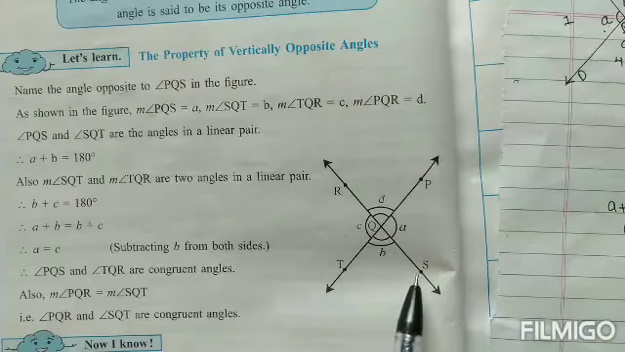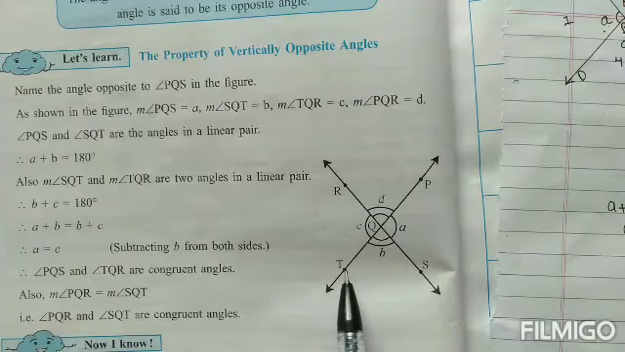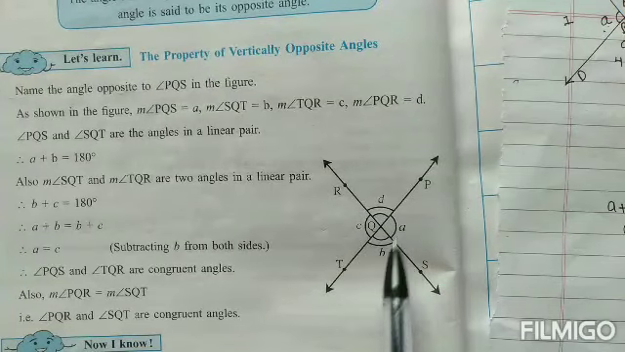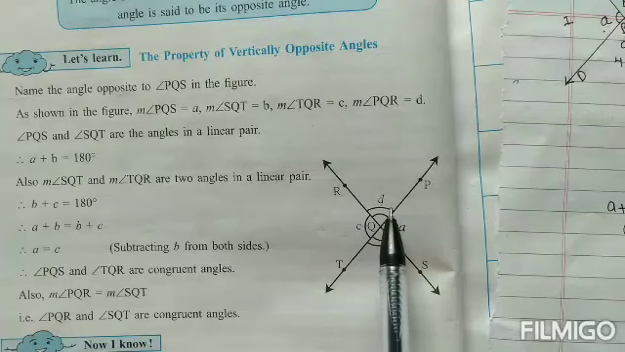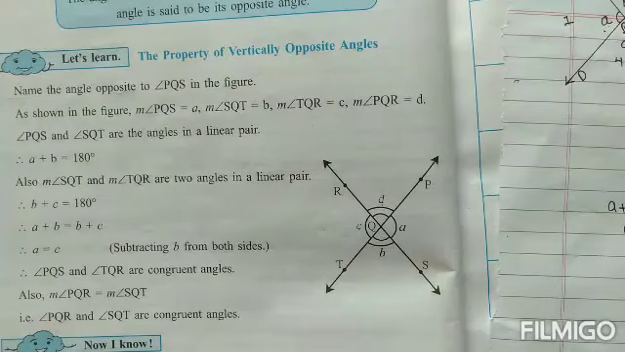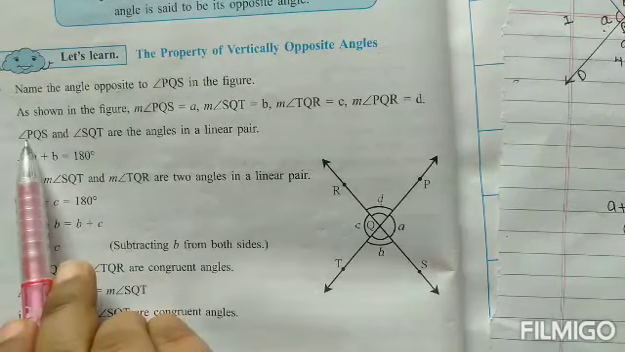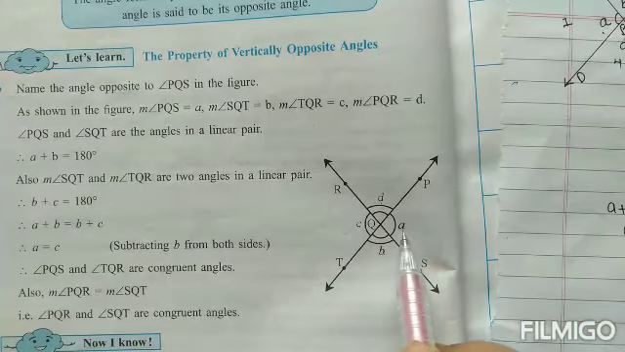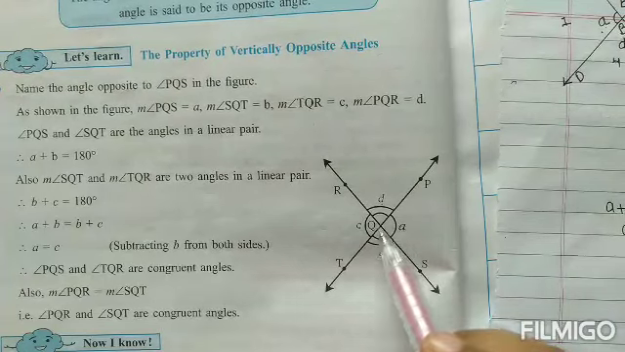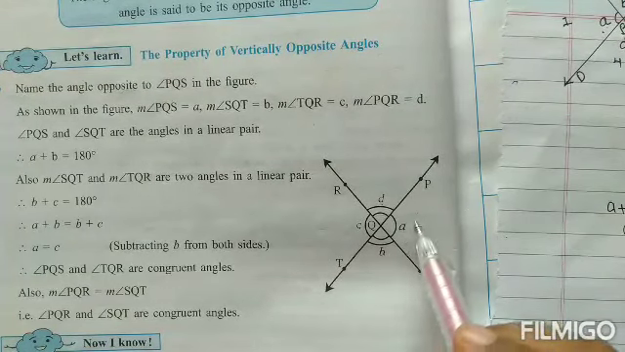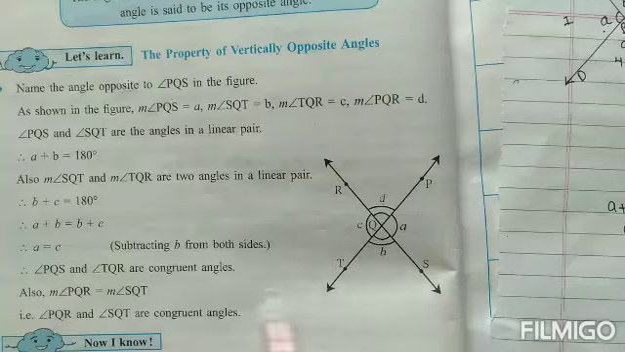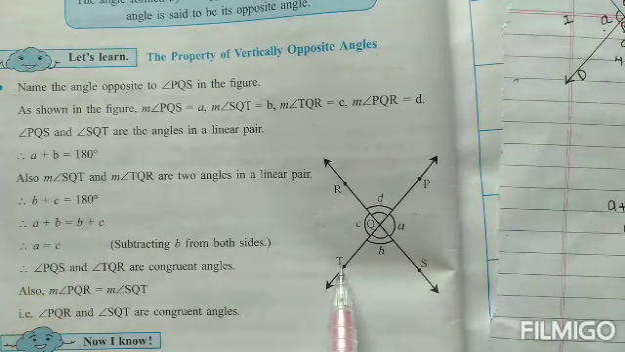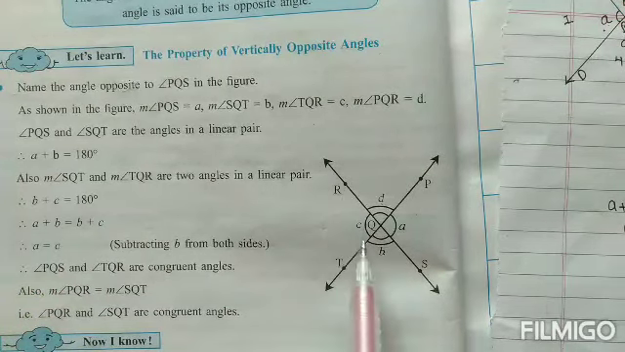Observe the figure. RS and PT are two lines that intersect at point Q. Labeling has been given, A, B, C, D, for each angle. Okay. Now angle PQS, A, and angle SQT, B, are linear pair angles. So A plus B is how much? 180 degrees.